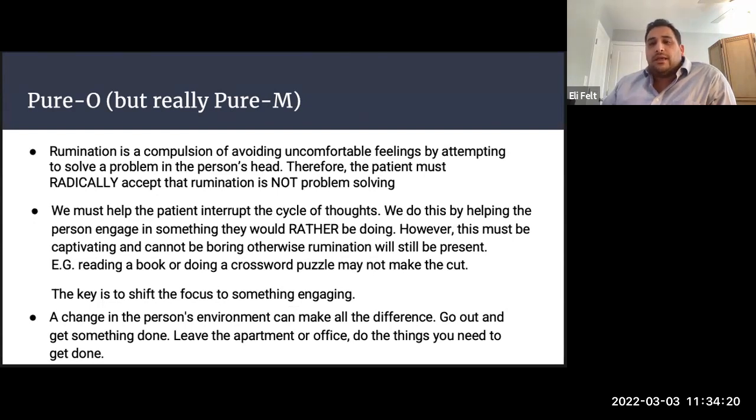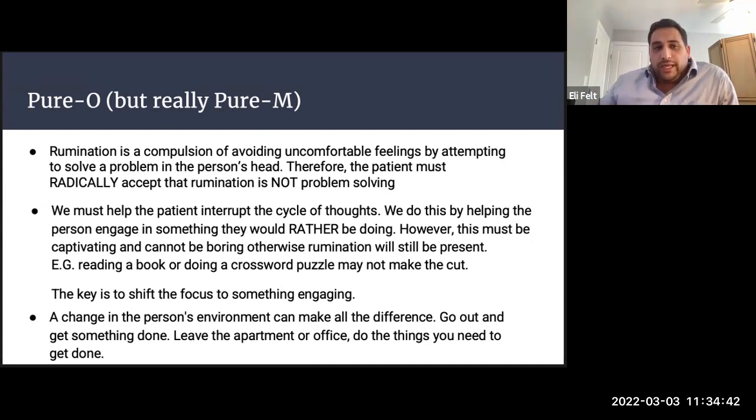The person has a compulsion. It's just a covert one in their head. They're still doing a compulsion, which is called rumination, but it's in their head. So they think it's obsessional, but really you have the C as well. It's not just the O. So I call it pure M, or you can call it pure R or whatever. But the point is that the person's doing a compulsion.